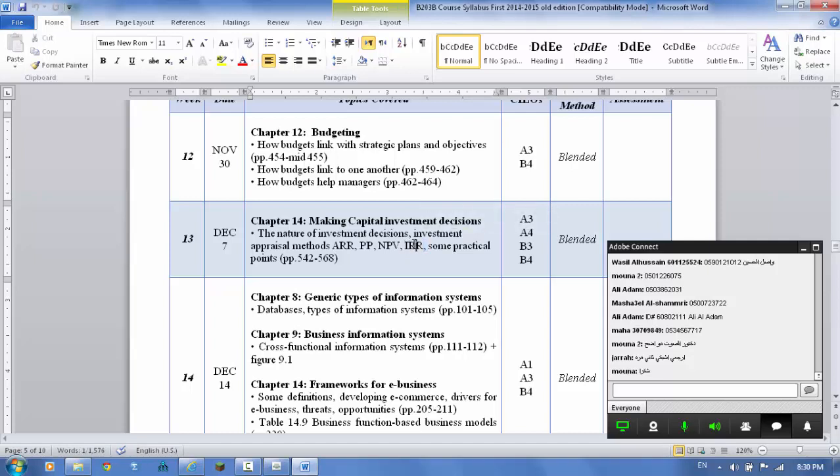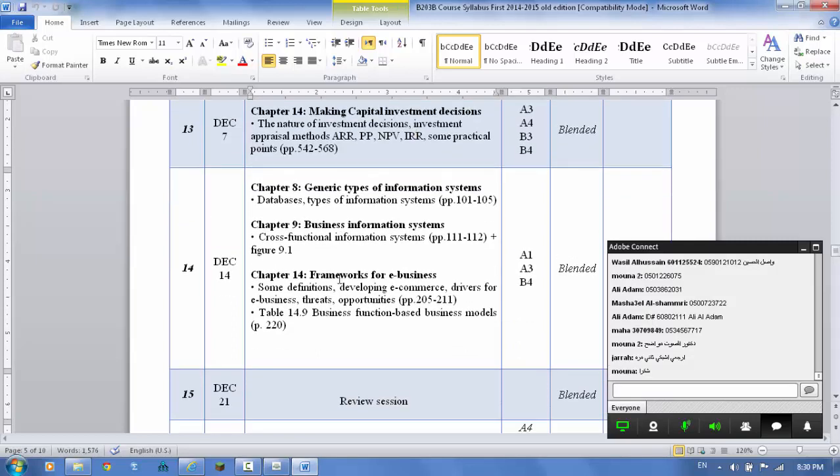All of these ideas and concepts will be discussed in chapter 14, which is one of the most important chapters in the accounting book.